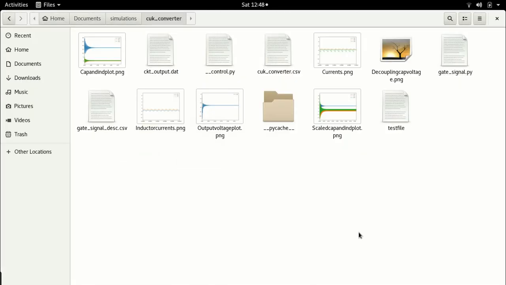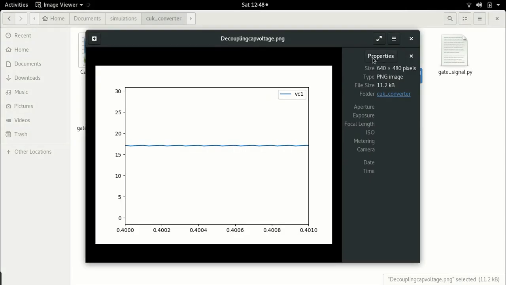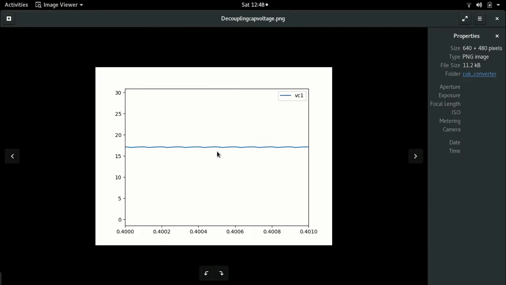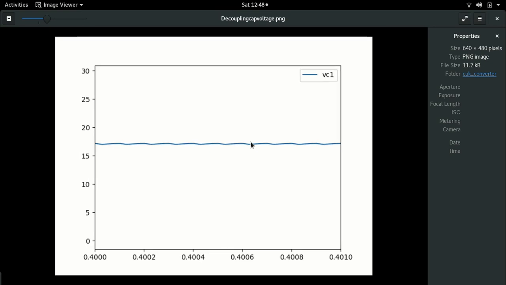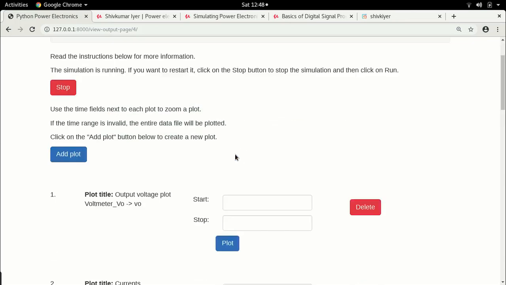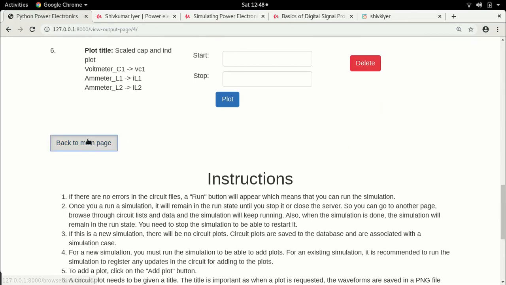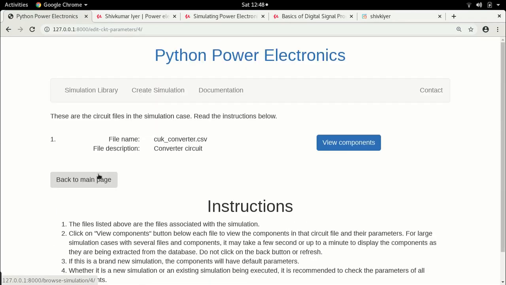Let me go over, there's the decoupling capacitor voltage, and this is it. So you see, the most important thing about this is, even despite the fact that we have such huge transients in the beginning, eventually the fluctuation is low. The reason why the fluctuation is low is because of the size of this capacitor. As I said, for that, all you have to do is just go back and look at your circuit parameters.